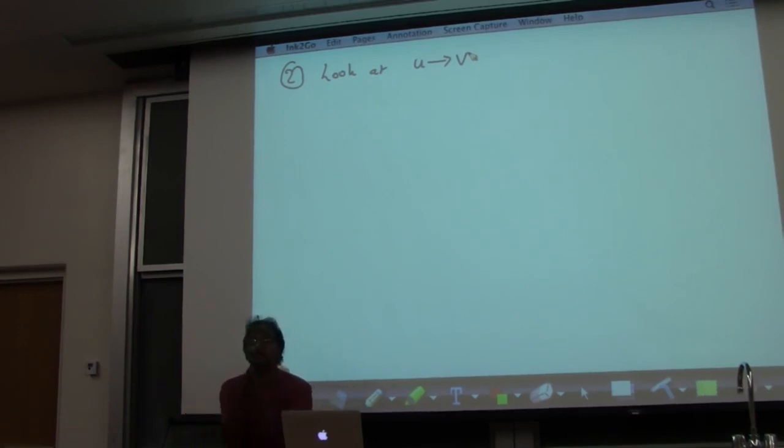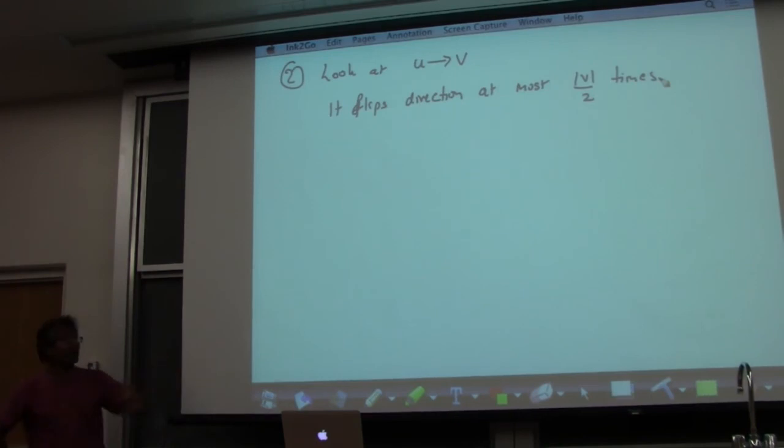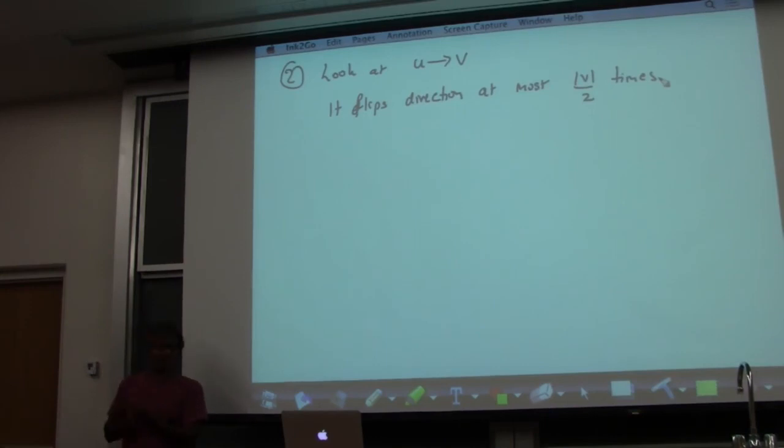The key argument that we're going to have to make is that it flips direction at most V/2 times. And again, this is not going to be at all clear why this is true, so we'll have to prove that. But this observation is going to use the previous fact, the levels always increase.